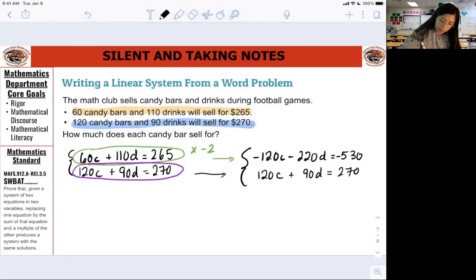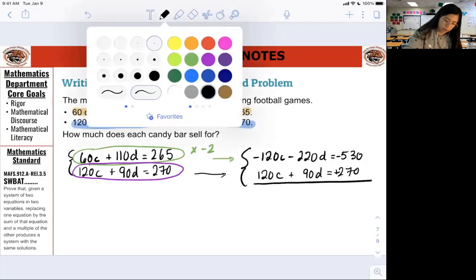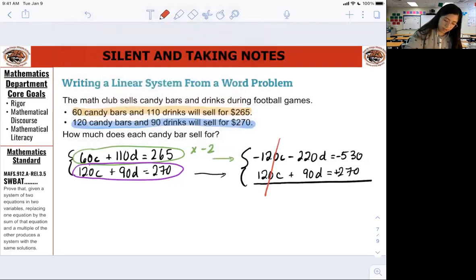Okay. Now I can add these two together. My C's cancel out just like I wanted. And what am I left with? Negative 220 plus 90. Negative 130, yes. And then negative 530 plus 270. Negative 260.